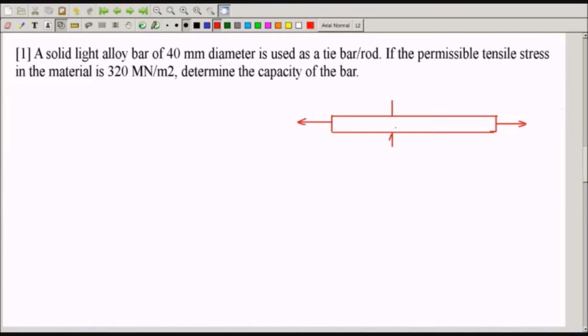Diameter of this bar is 40 mm. And permissible stress is 320 meganewton per meter square. What is the meaning of permissible stress? The induced stress should not exceed this. That is the meaning of permissible tensile stress.